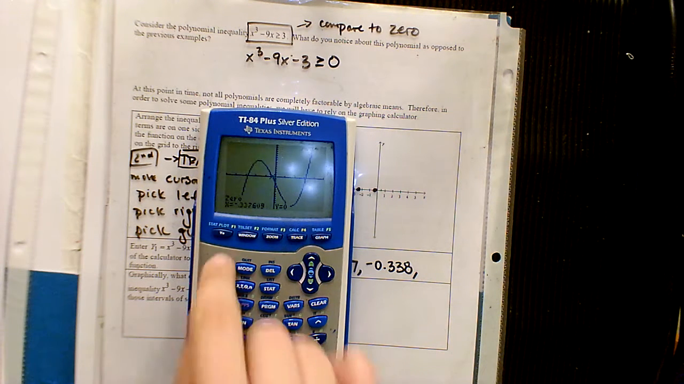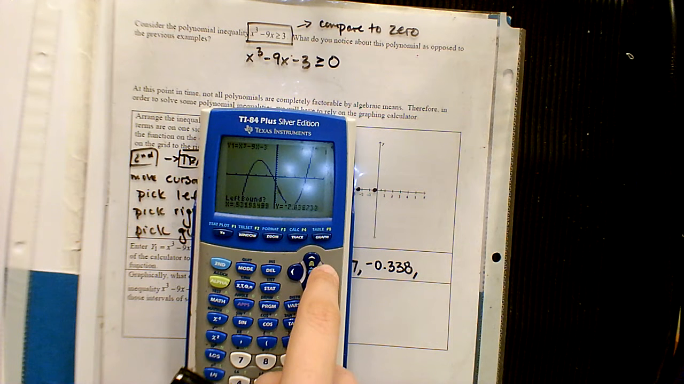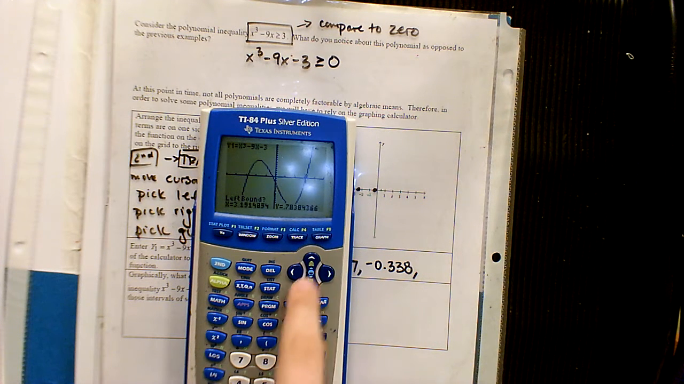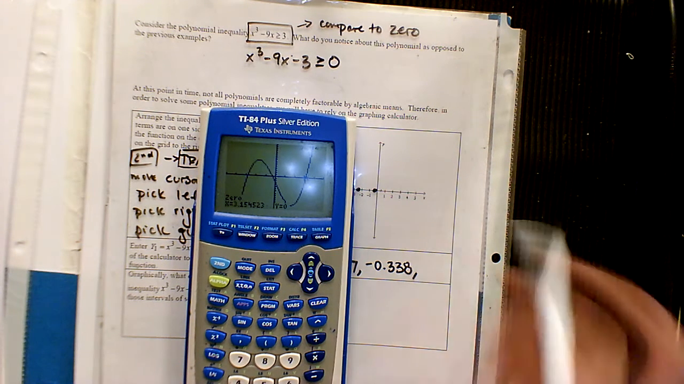All right, we have one more to find. Second trace, number 2. Move it to where you think it is. Left a few times, enter. Right a few times, enter. Guess. 3.155.